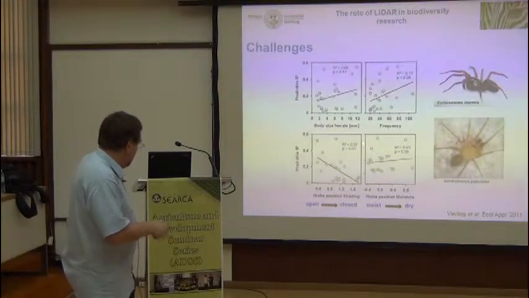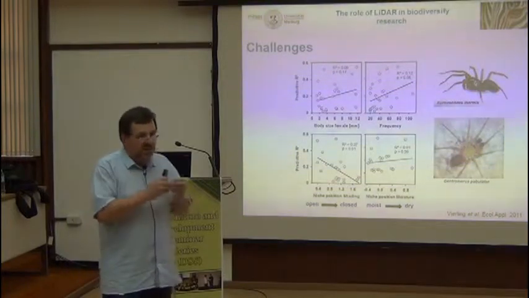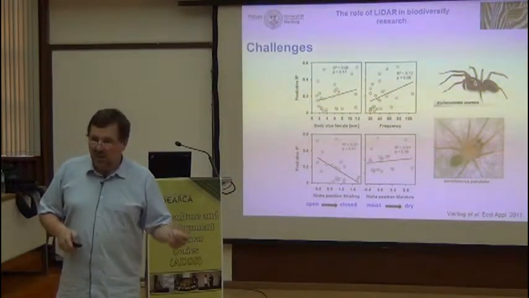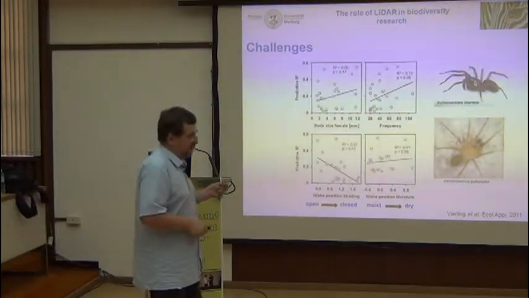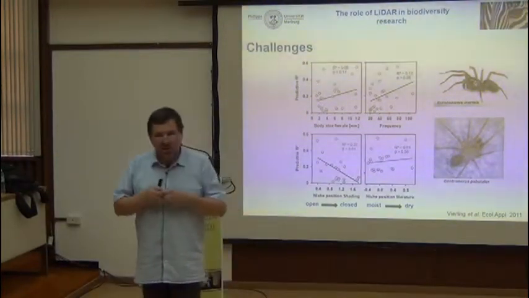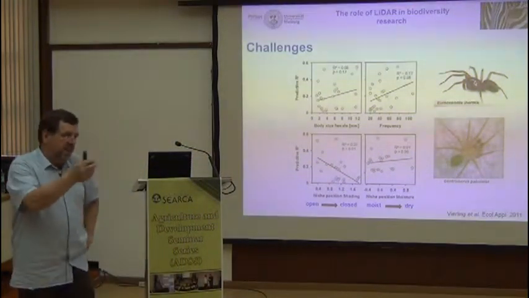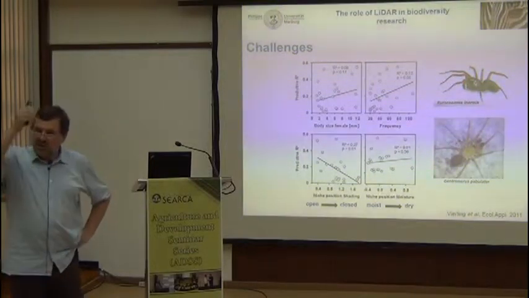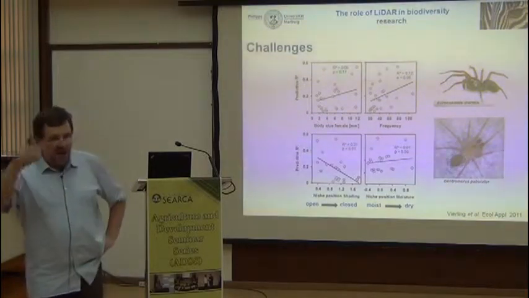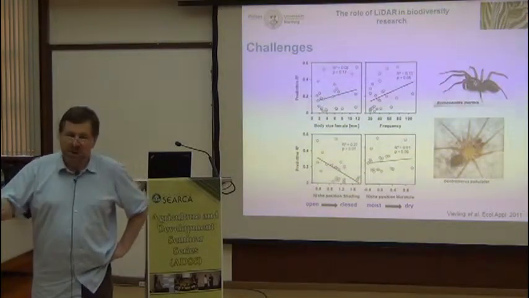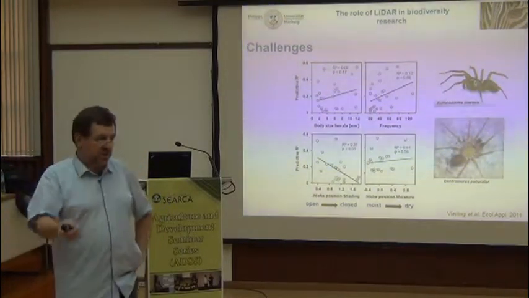But when you look at shading, species living in open habitats are easier to predict than species living in closed habitats. We have at the moment no idea at all what is the reason for this, but this is the first signature that we have to look into the natural history of species, to understand why predicting biodiversity by LiDAR is sometimes successful and sometimes not successful.